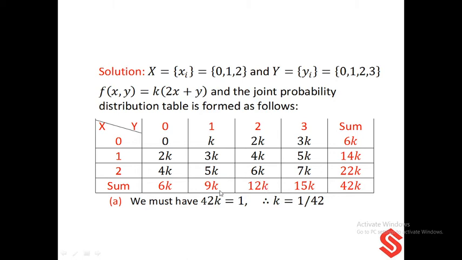So next I have to get the value of k. As we know that the sum of all entries in the table is equal to 1, so 42k is equal to 1, therefore k is equal to 1 by 42.